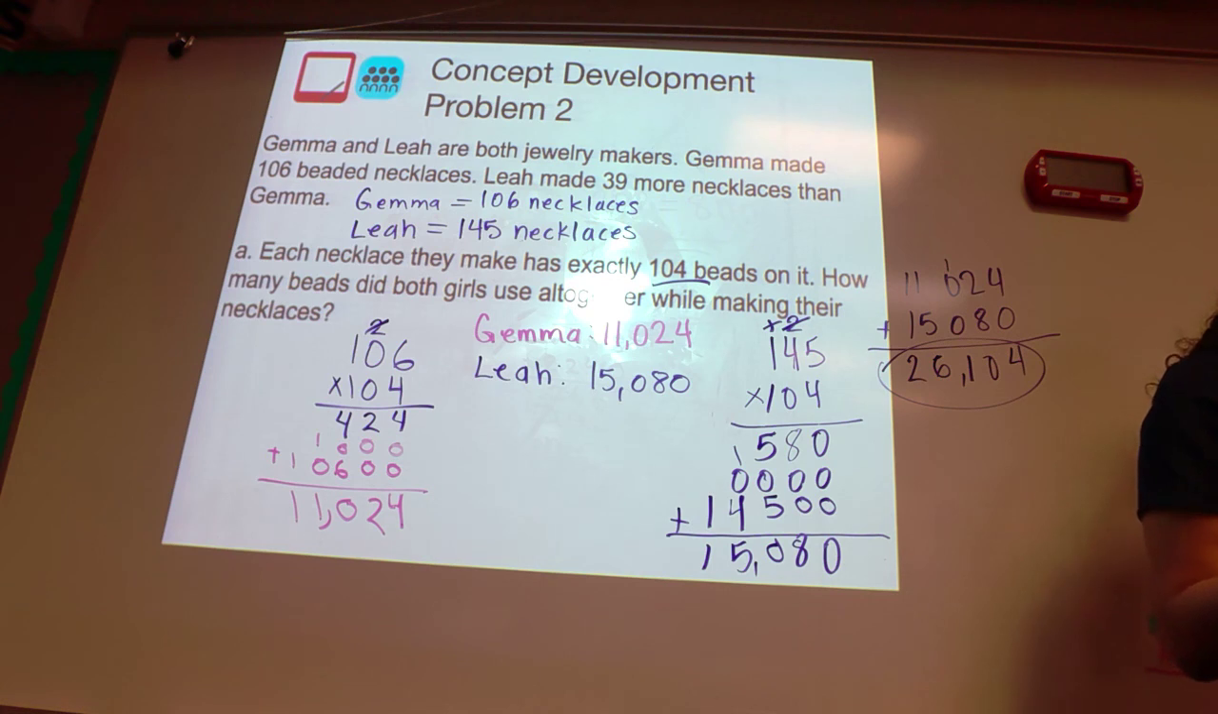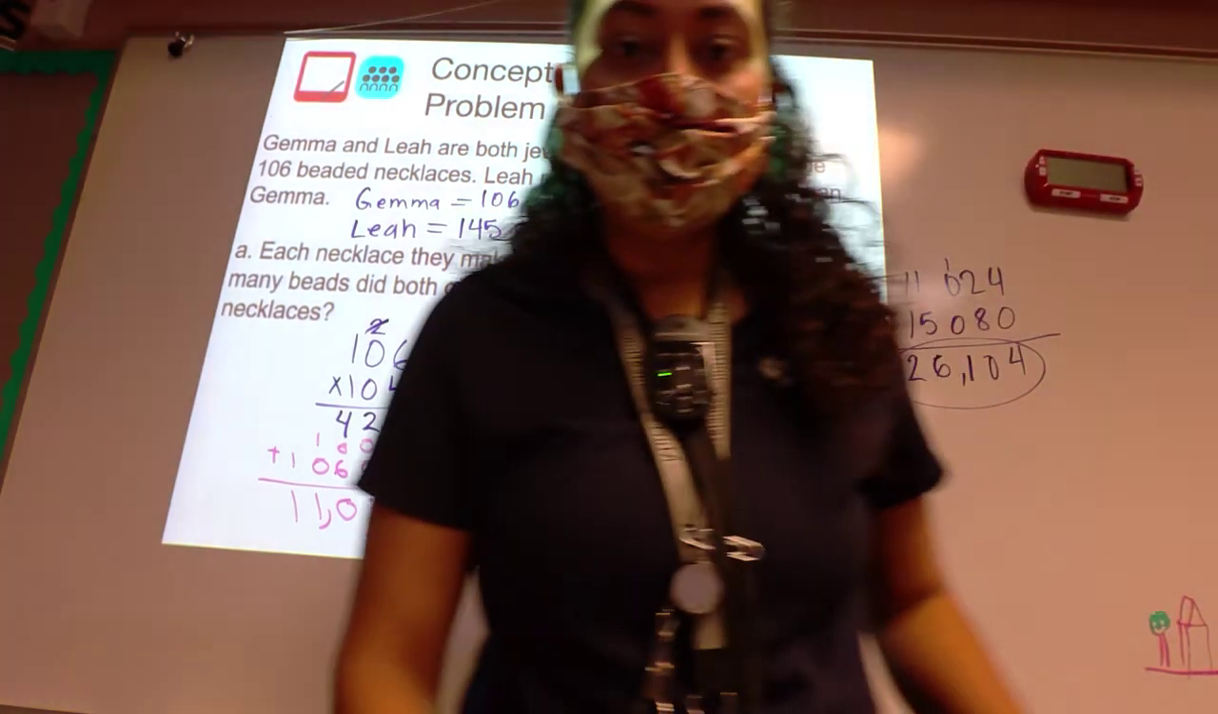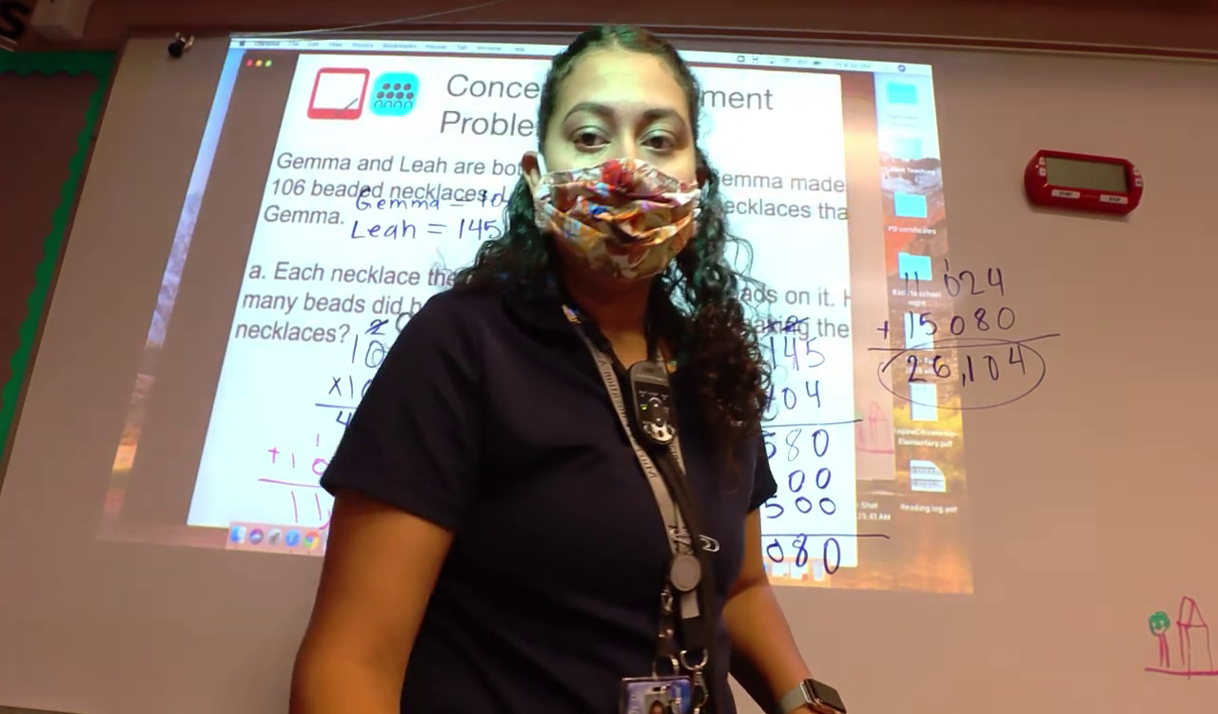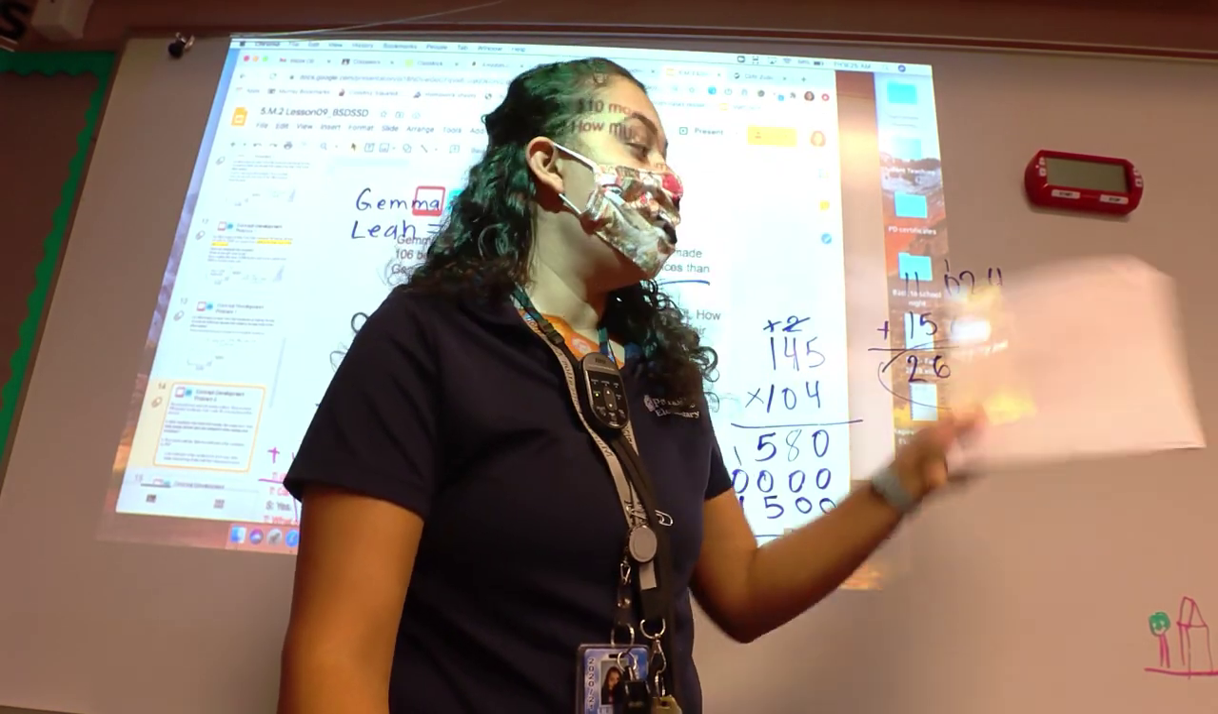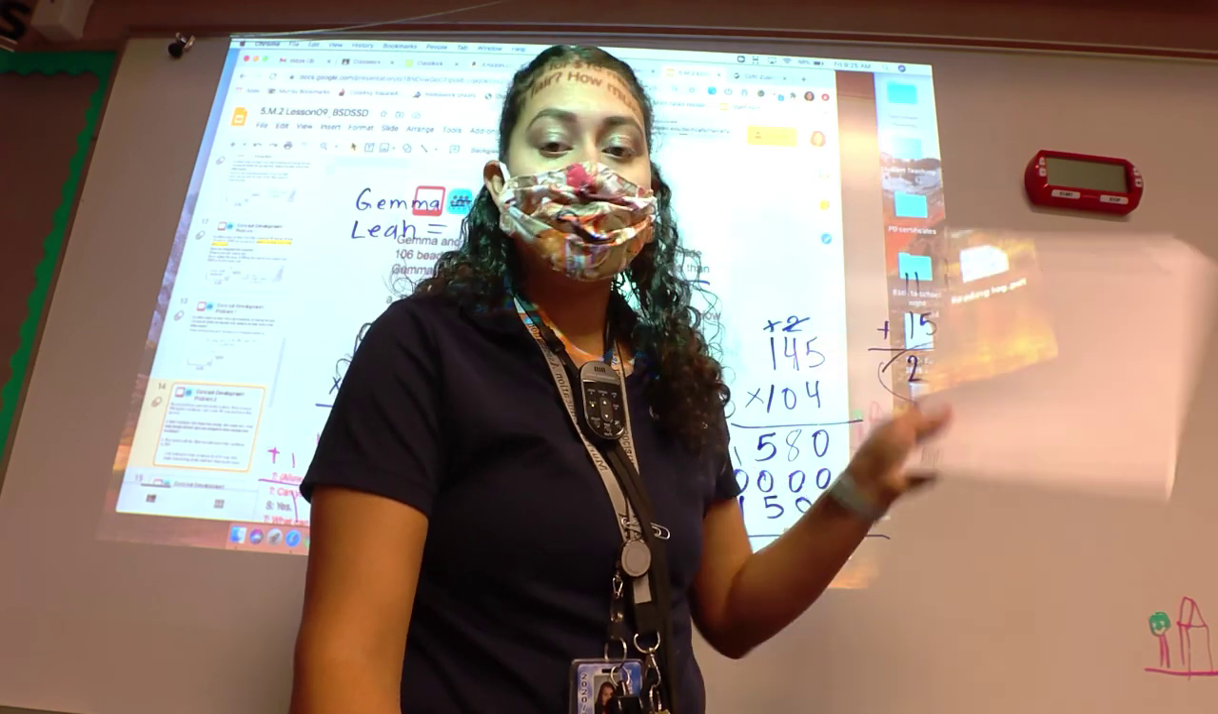Okay, so for the exit ticket, you have questions. You only need to answer A and B on the exit ticket. Okay? Questions? So don't worry about C and D. Just A and B. Which questions do you need to do? A and B. On the exit ticket when I bring it to you.